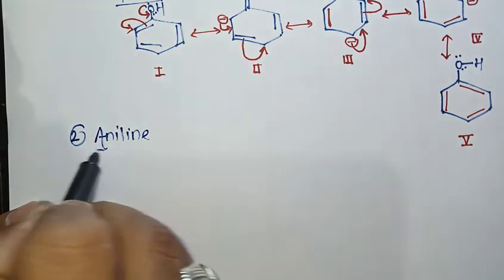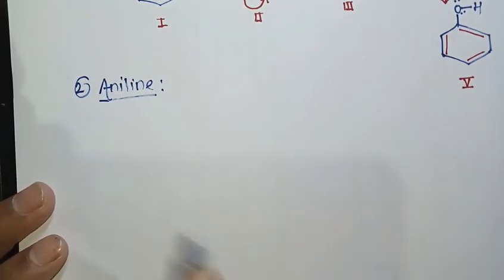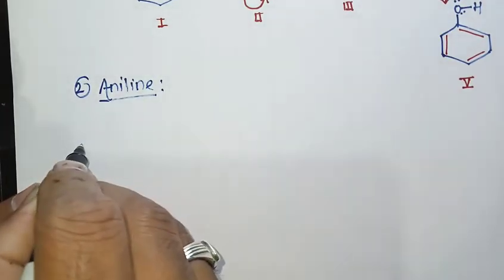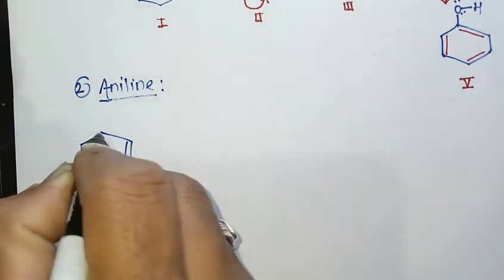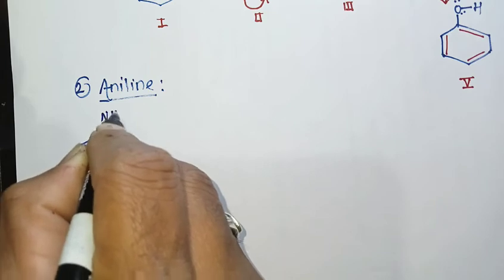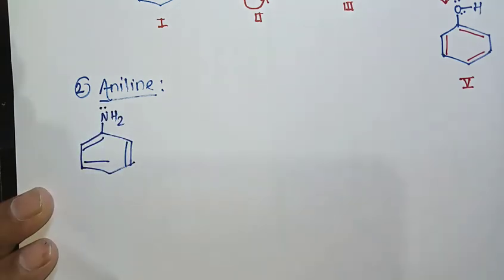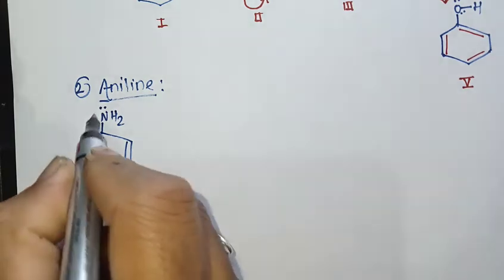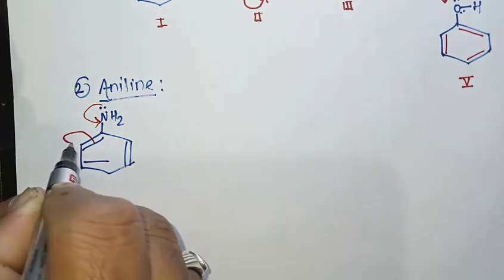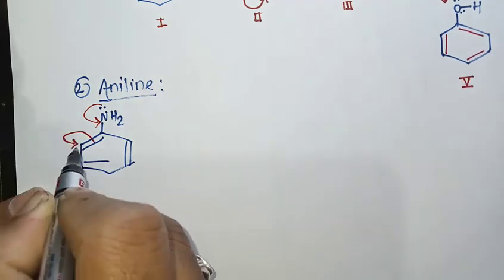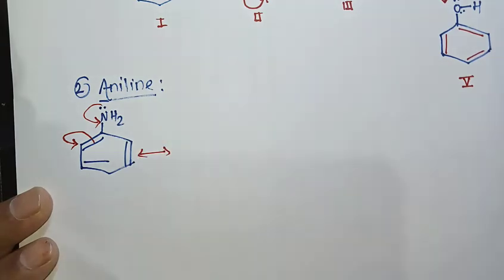Aniline has a benzene ring with an NH2 group. So this is the structure of aniline with one lone pair of electrons on this nitrogen. So what happens here? This electron pair goes here and this pi bond delocalizes and converts into a negative charge on carbon 2. So we get another kind of structure here.